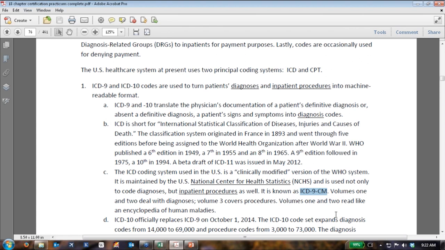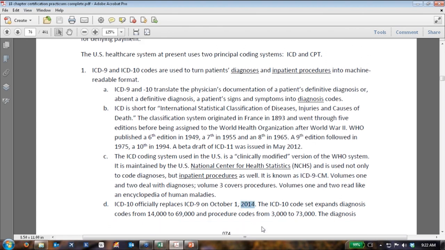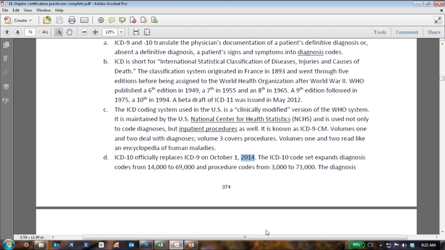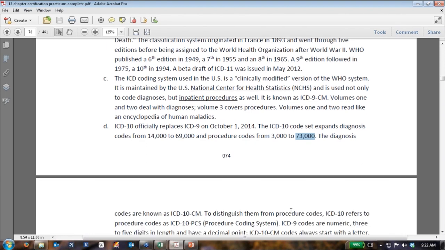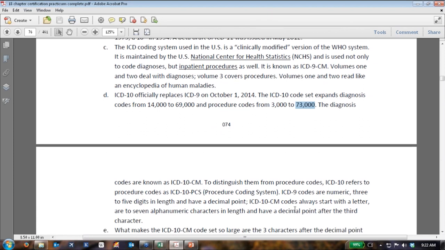Now it's going to be replaced, and you see this date here. I really need to change it. It's not upon us for another year. The current system has run out of space, and so the people who do things like this have decided to create a system that has more space, and the ICD-10 system expands the diagnosis code significantly and also the procedure code significantly to allow us to denote a lot of the things that we otherwise can't very easily in the current system itself.